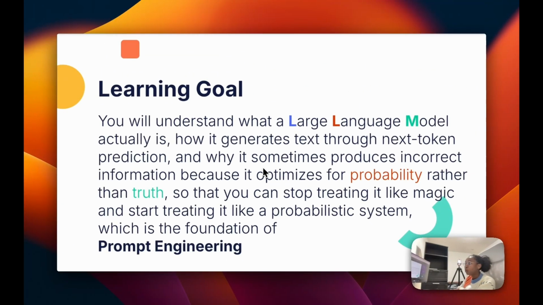The learning goal today is basically to understand what a large language model is, how it's able to generate text, how it's able to predict what it should generate next, and why sometimes it produces information that is not accurate. With this information, you would be able to see that it's mainly about probability. It's not about the truth. It's not up to that standard yet. It doesn't know what the truth is. It just gives you a response based on the probability of it being true.